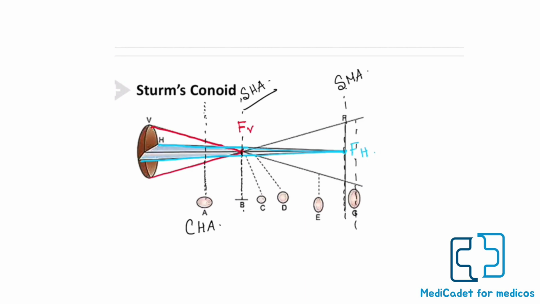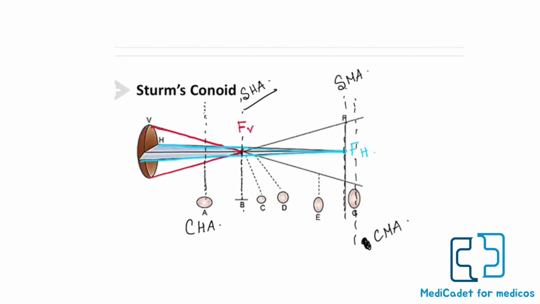If I take the point G, then both FV and FH are myopic. FV is more myopic than FH. So this point G represents compound myopic astigmatism. Right?